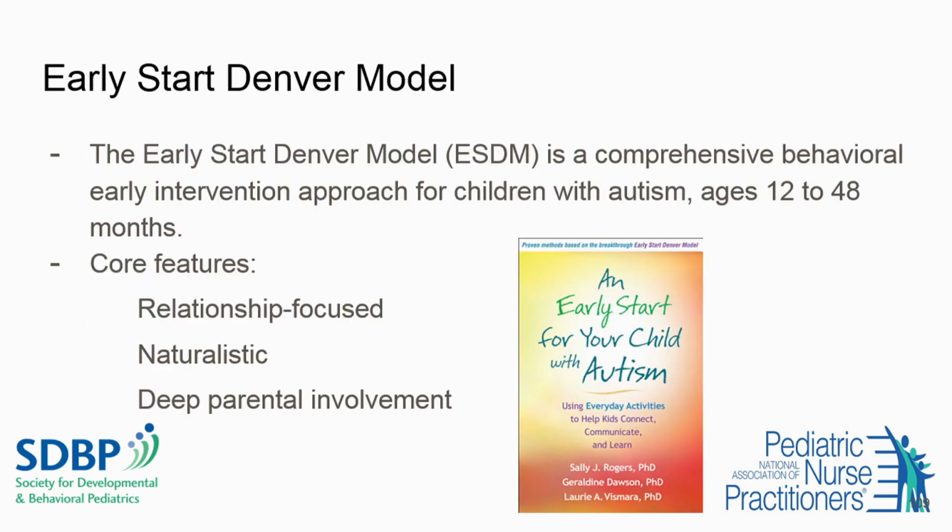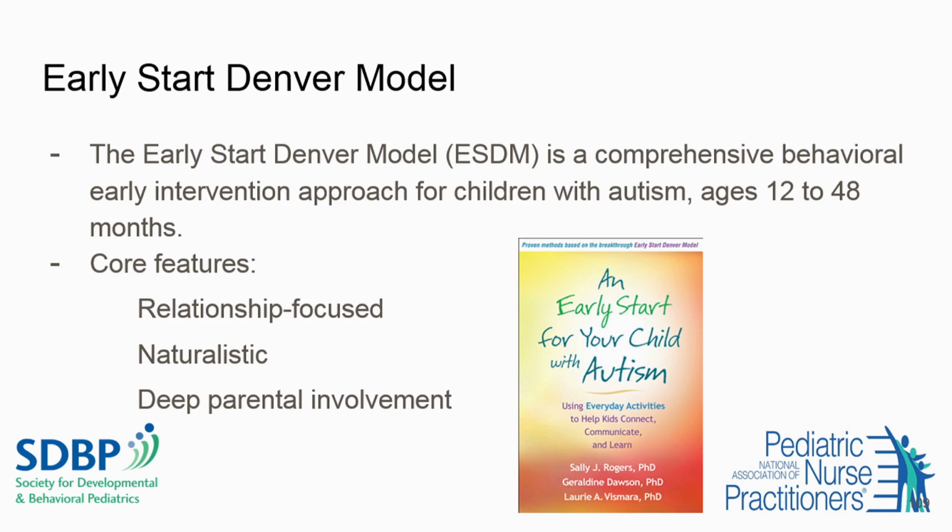So we mentioned that there are different types of ABA therapy. There's the more discrete trial types and more naturalistic types. There's the Early Start Denver model. It's a relationship-focused developmental model. It uses naturalistic ABA strategies. Psychologists Sally Rogers and Geraldine Dawson developed the Early Start Denver model. It was an early age extension of the Denver model.